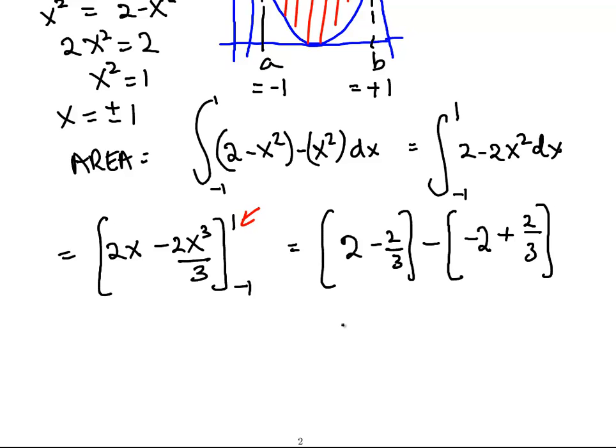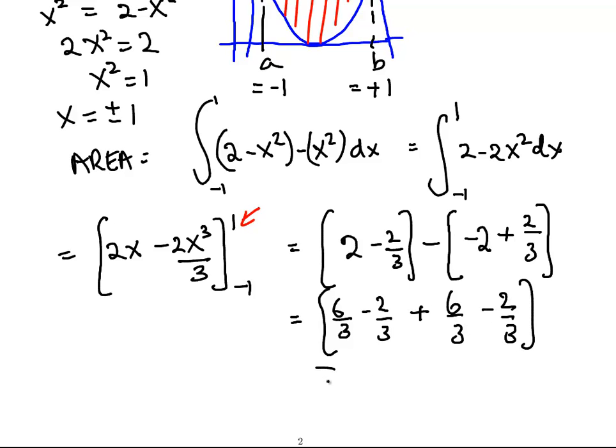So simplifying that, we can actually put this over 3. So 6 over 3 minus 2 over 3 plus, I'm just taking out the brackets there, so plus 6 over 3 minus 2 over 3, that is 8 over 3 square units. Okay, so that is the first one. That's the answer there, 8 over 3 square units, that's the job done.